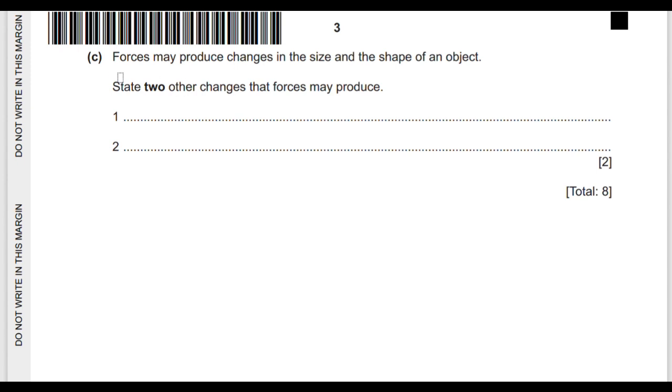C part is saying forces may produce change in the size and shape of the object. State two other changes that a force may produce. So force can do anything. Force can change the direction of something that is already moving, or force can change the speed of something. So I'm writing these two. You can write any you want to.